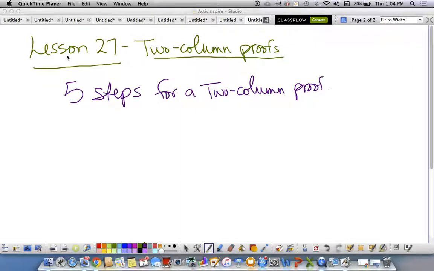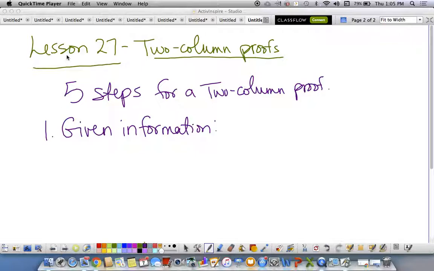5 steps for a 2-column proof. The first step, we will write our given information. Was the first step of our algebraic proof to write the given equation? Yes, it was. It will be the first step. I haven't seen a proof that the first step wasn't.